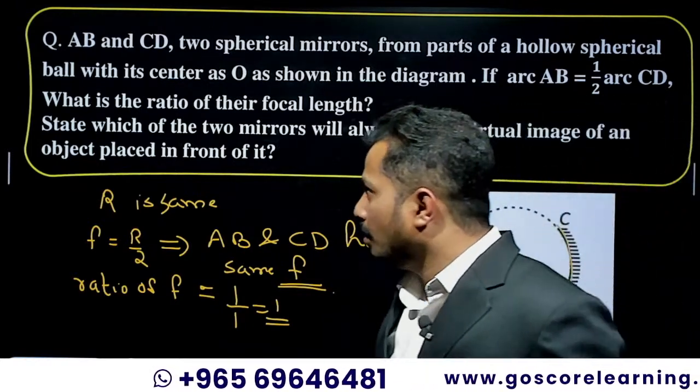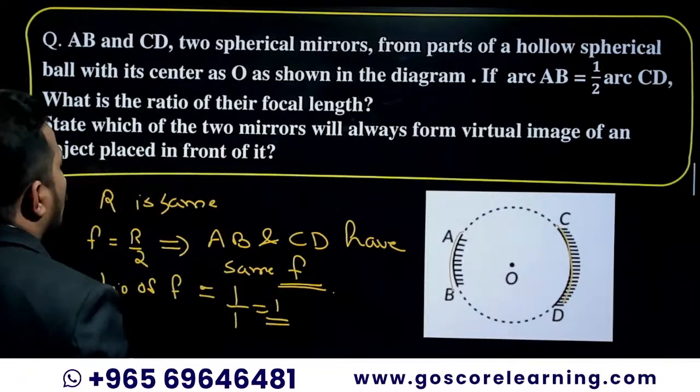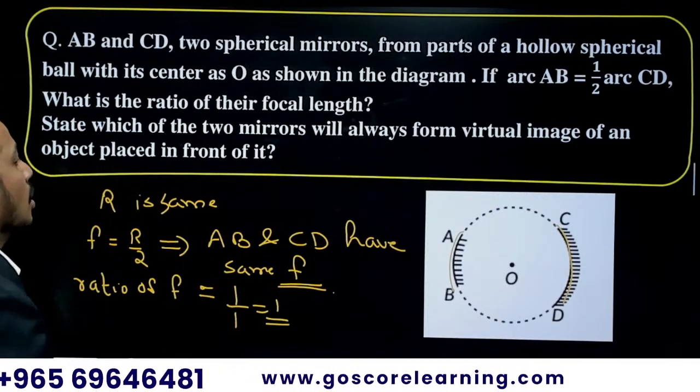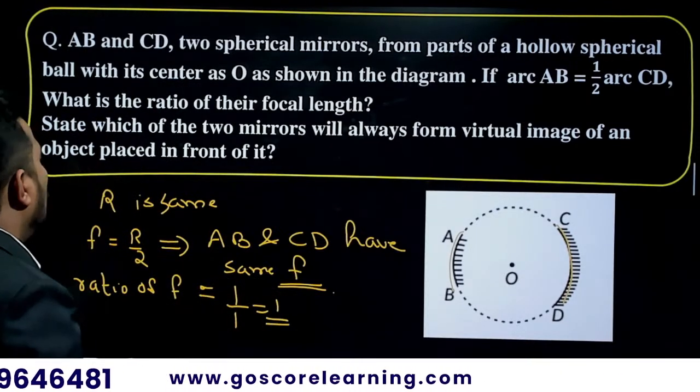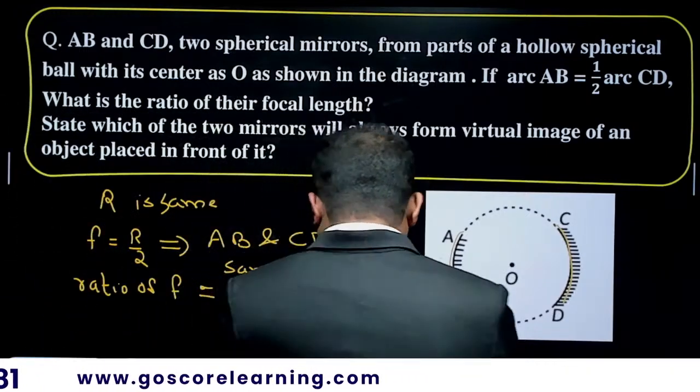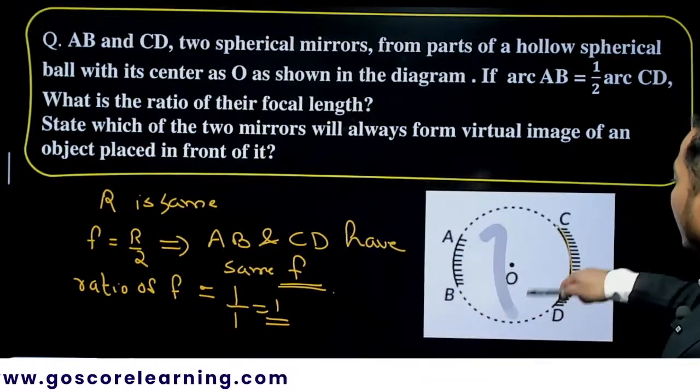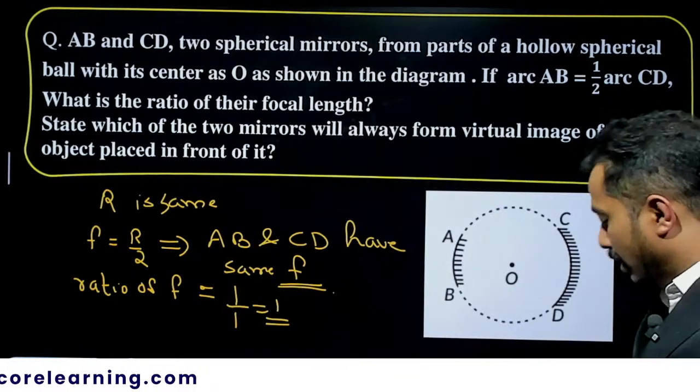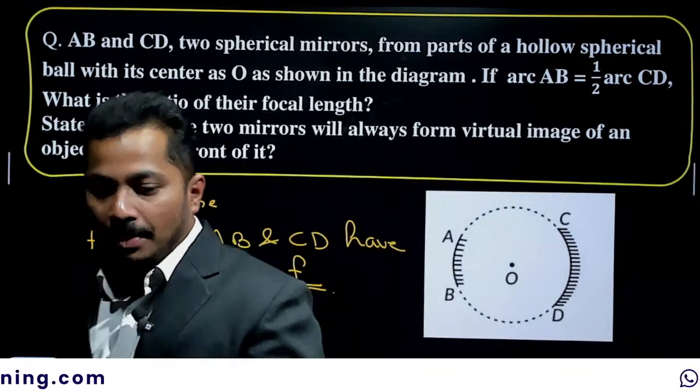Ratio of the focal length is 1 by 1. State which of the two mirrors will always form a virtual image of an object placed in front of it. From this diagram it is clear that AB is a convex mirror and CD is a concave mirror.